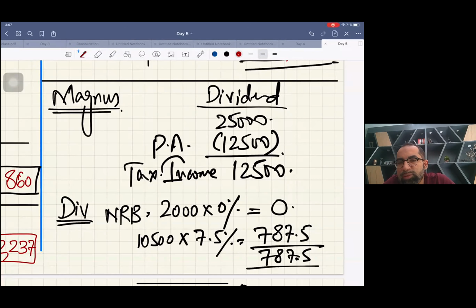Obviously, Magnus will be entitled to a personal allowance of 12,500. So finally, the taxable income of Magnus is 12,500.